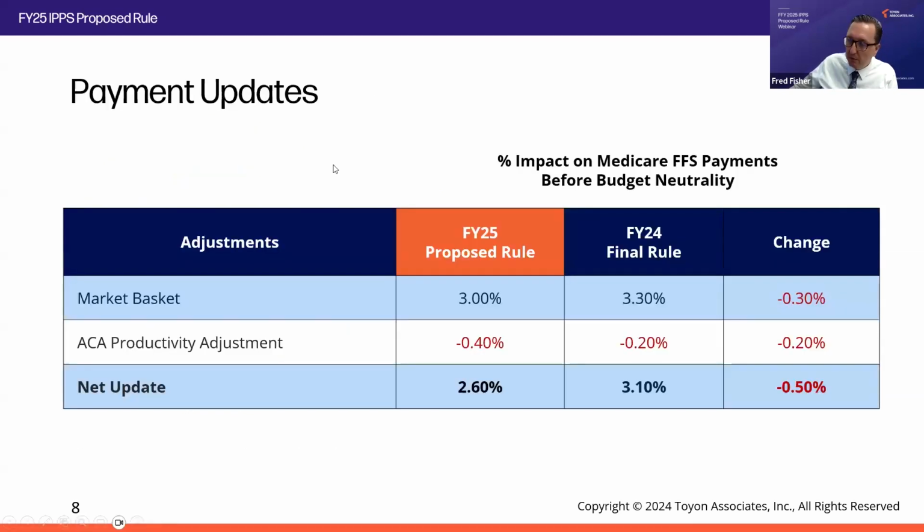So what's going on here is the market basket is a 3% increase. We have some slides after this that show how hospital cost for Medicare beneficiaries is more than 3%, if you look at the most recent data from your cost reports or that we pull from the Medicare HCRIS system. They're taking out, like they will, that ACA adjustment that helps pay for the ACA.